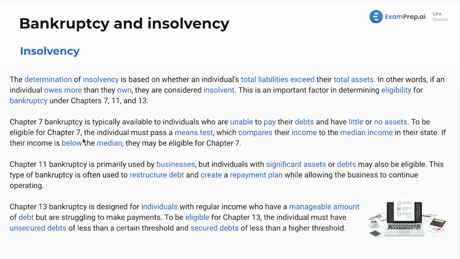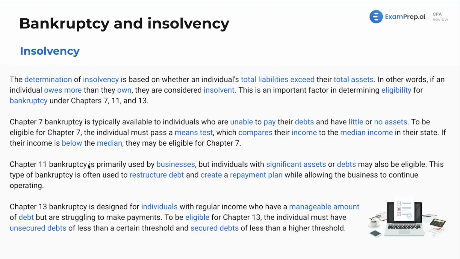To be eligible for Chapter 7, the individual must pass a means test, which compares their income to the median income from the state. So kind of like a benchmark as well. If their income is below the median, they may be eligible for Chapter 7. That median and various other amounts will be changing year to year, and we'll include those in our resources for you to reference as they get updated every year and you're taking the exam.